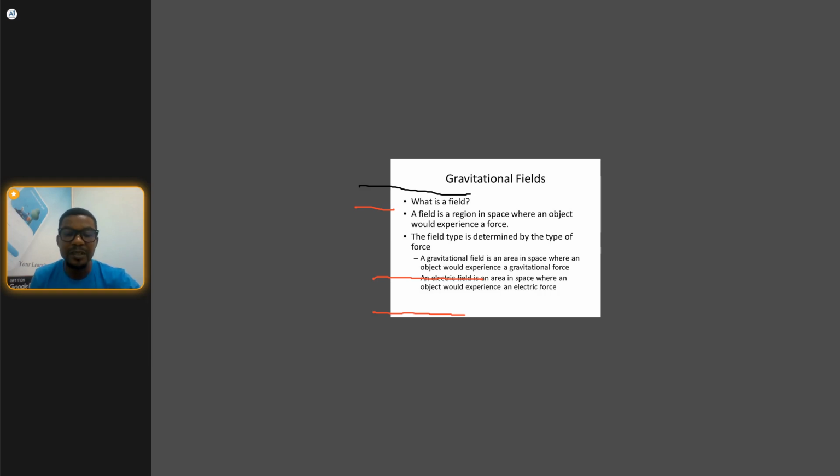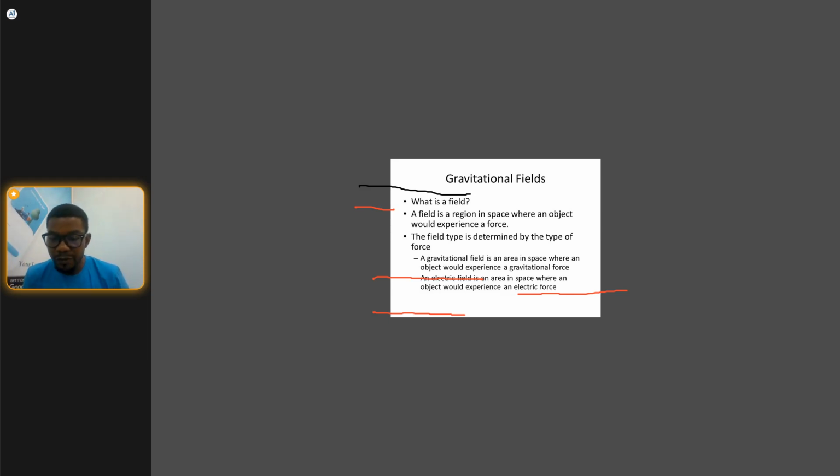Gravitational field is an area in the space where an object would experience what we call gravitational force. So the space whereby an object experiences gravitational force is referred to as the gravitational field.